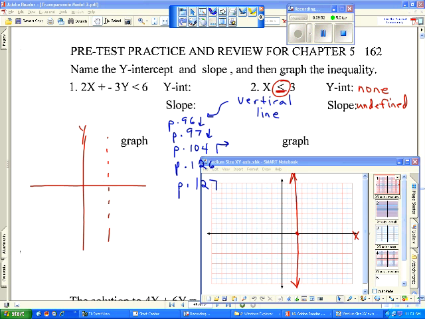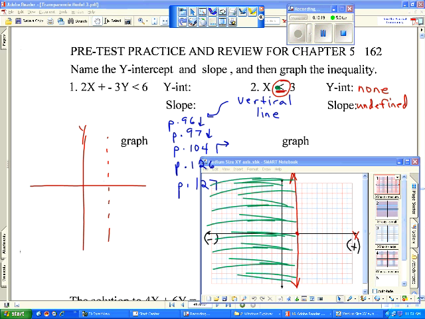Do you shade up, down, left, or right? It says x is smaller. X goes left and right, the values of x are positive to the right and negative to the left. So the values of x get smaller to the left. It says x is smaller to the left, so we shade left. Any questions on number 2?